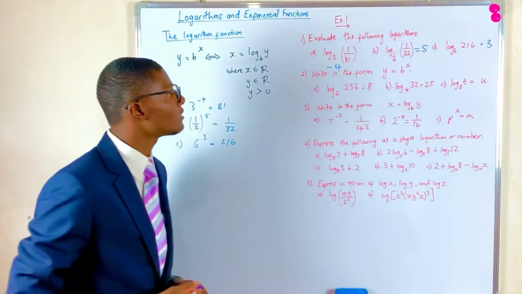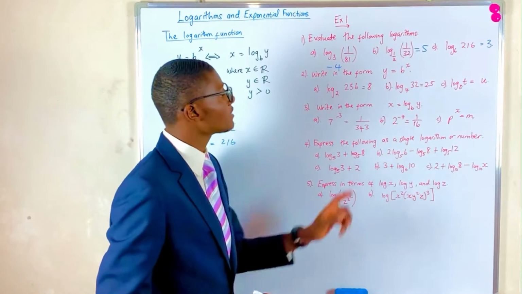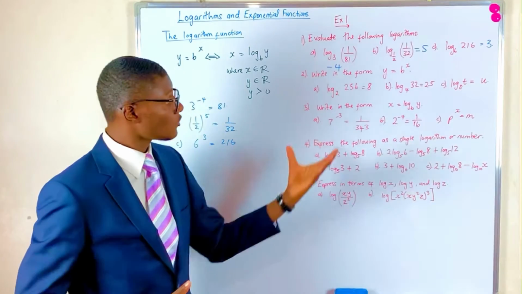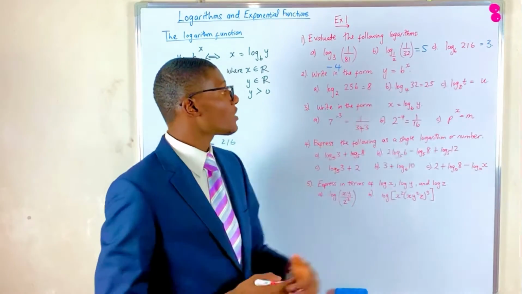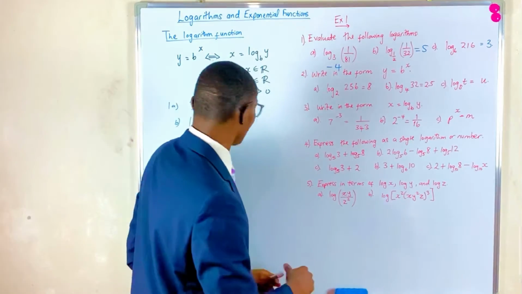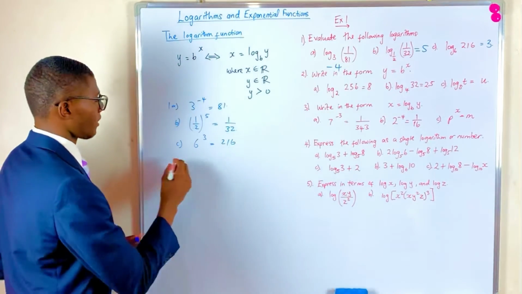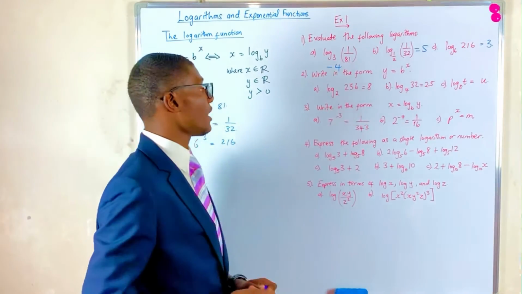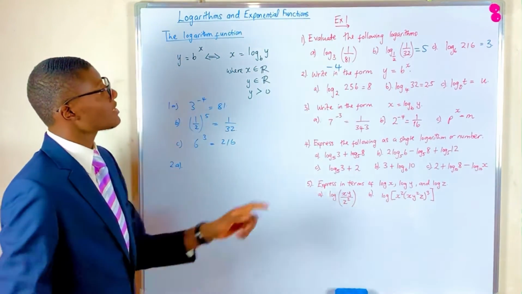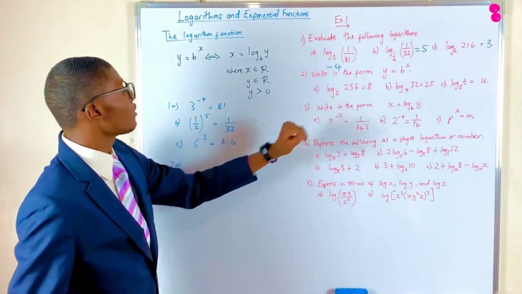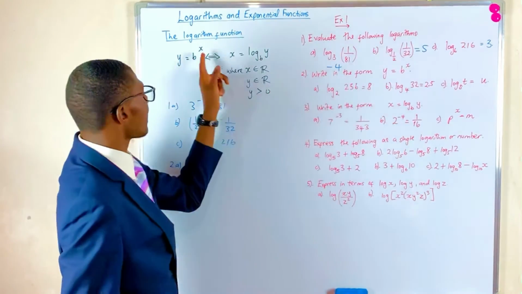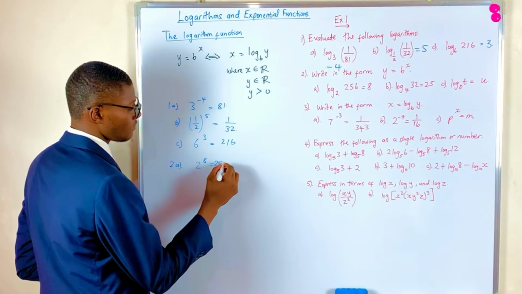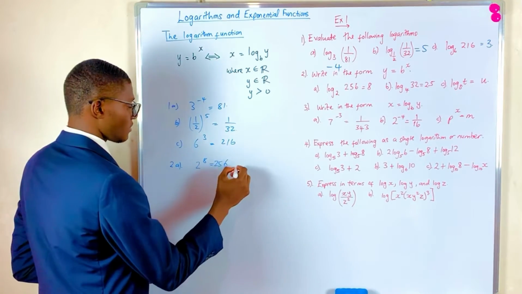Then for number 2, we have to write in the form y is equal to b to the power of x. So we're basically converting those logarithmic functions into exponential functions, or index form. For 2a, we've got log to base 2 of 256 is equal to 8. In this case, our b is 2 and our x is 8. So I simply say 2 to the power of 8 should be equal to 256. This is for the first part.